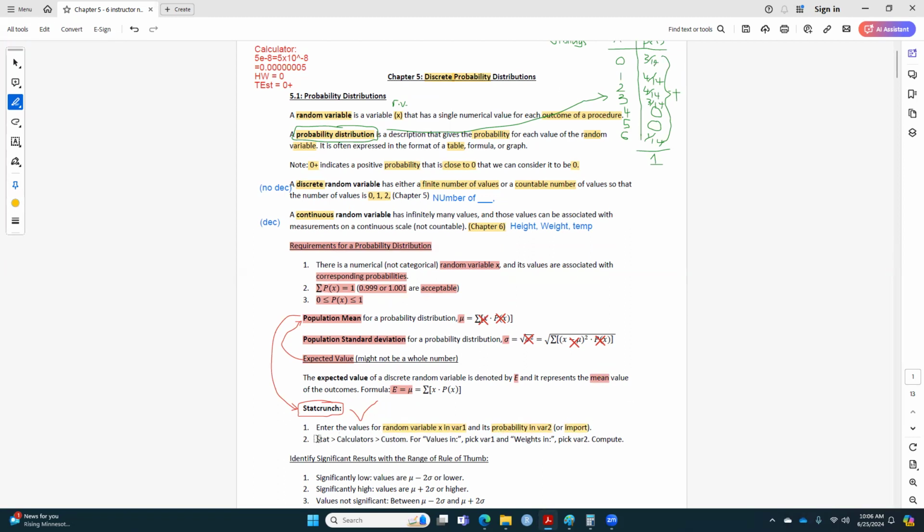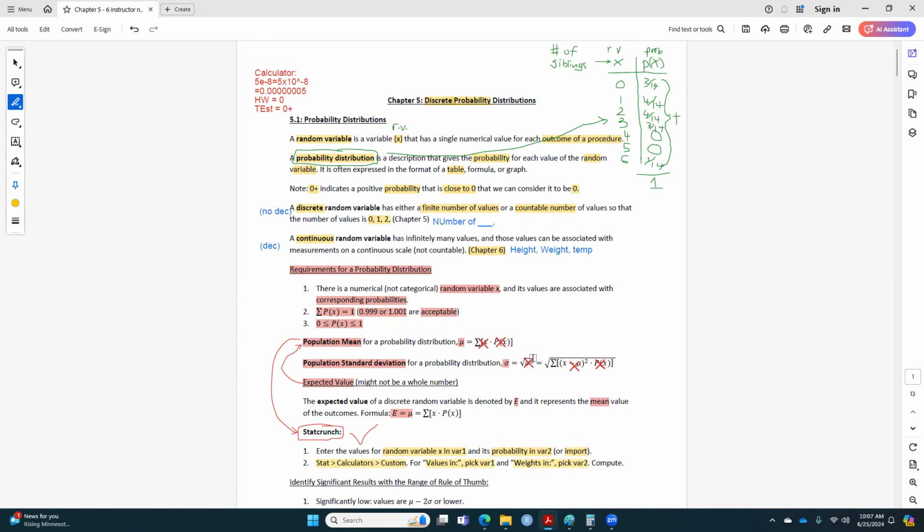And then you go to Stat, Calculators, Custom, where the values in, you pick var1, and weights in, you pick var2, and then you hit compute. Okay, so I will definitely show you how we do this in StatCrunch. So let's say we want to find the population mean or the expected value, they are the same thing, and the population standard deviation for this case.